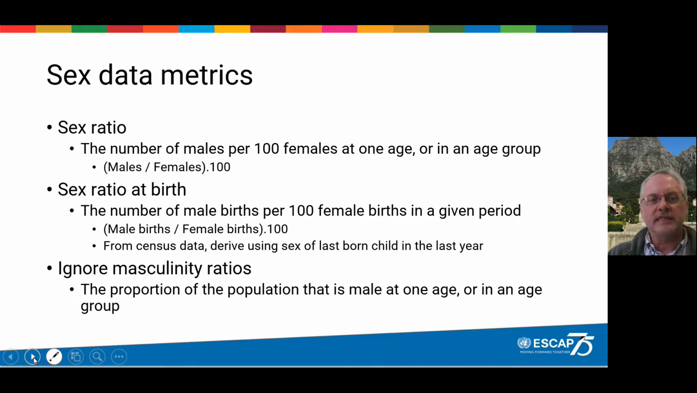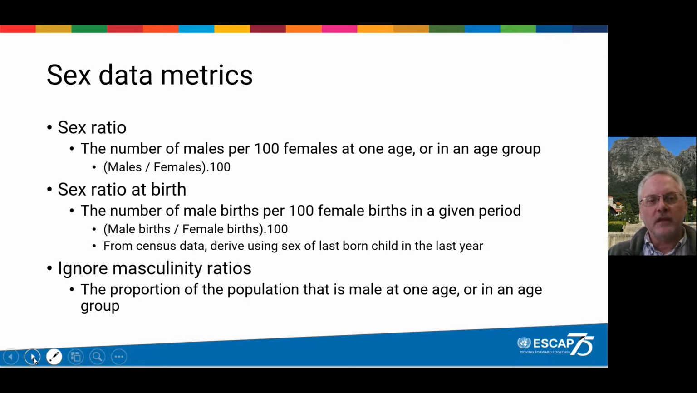Another metric is the sex ratio at birth, which is the number of male births per 100 female births in a given period. And so that would be calculated by dividing the male births in that period by the female births in that period and multiplying again by 100 to give an expression of the number of male births per 100 female births. Typically, the sex ratio at birth can be derived from data from a civil registration and vital statistics system, or sourced from the full birth histories contained in a demographic and health survey data.